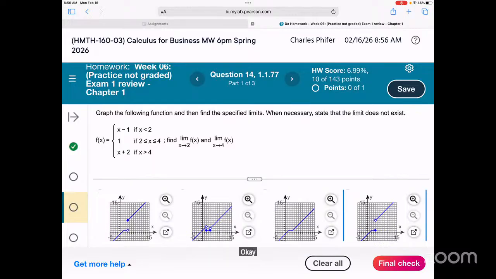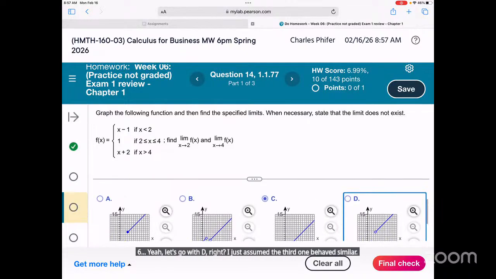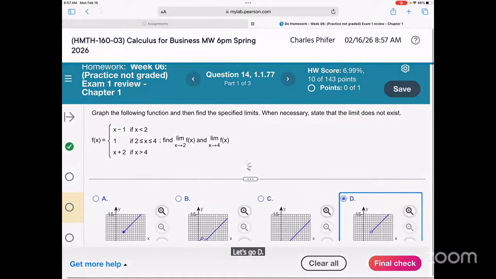Okay. For whatever reason, I didn't check the third one. It could be D. Normally, let me see. It's 2, 6. Yeah. Let's go with D. I just assumed the third one behaved similarly. Let's go D.